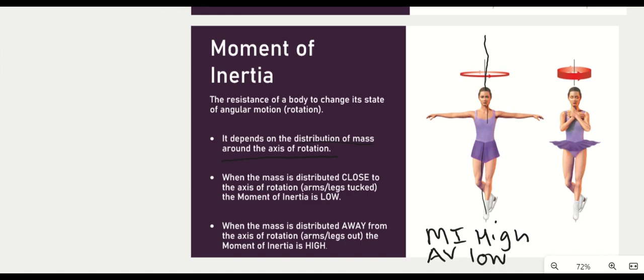low. When she tucks everything in, and really learn these two explanations here, when she brings a mass in her arms and her legs close to the axes of rotation, like this picture here, don't forget she's spinning around this longitudinal axis. When she brings everything close, her moment of inertia is low. She's quite happy to rotate at that moment in time, and her angular velocity is high.